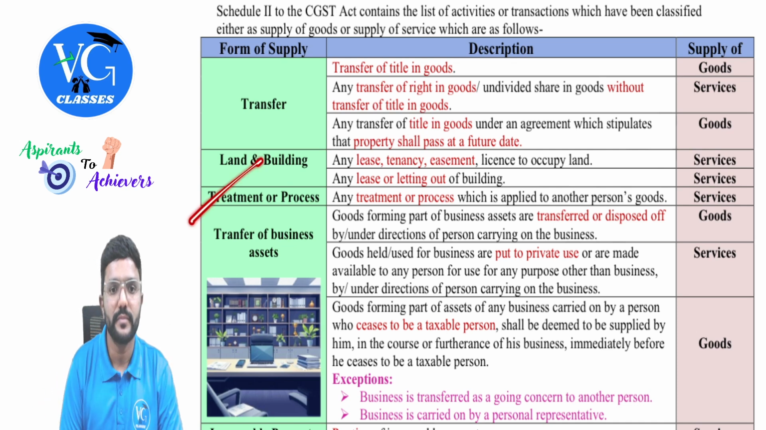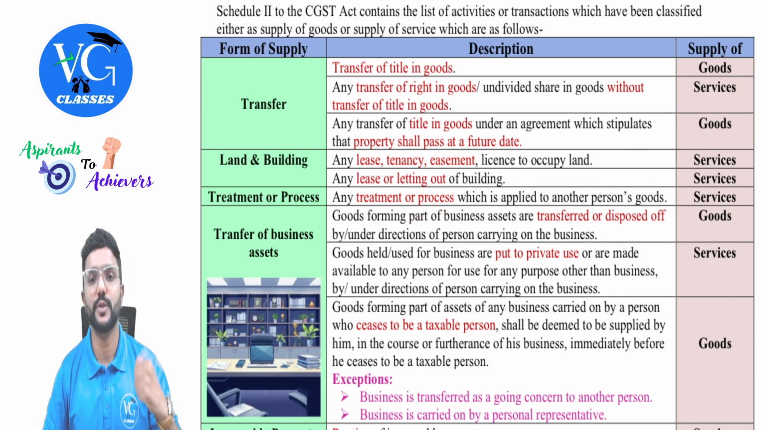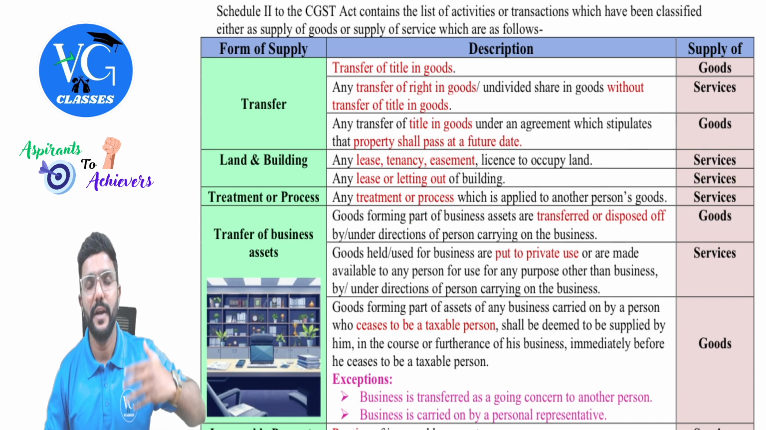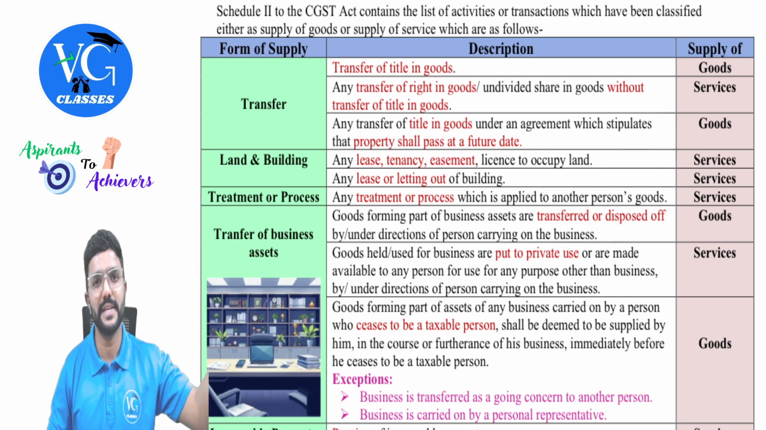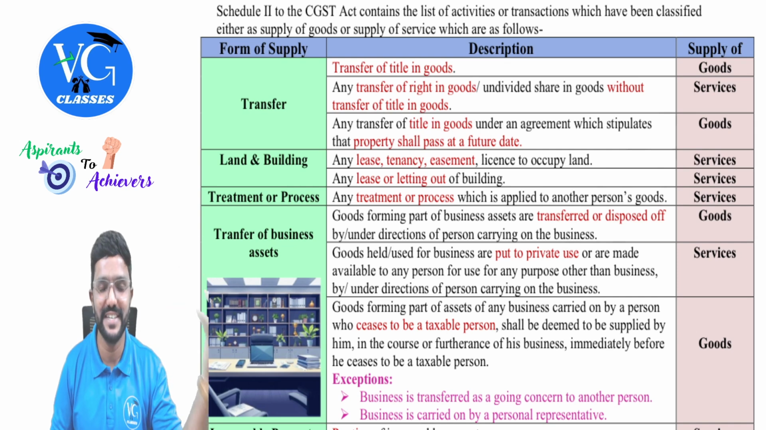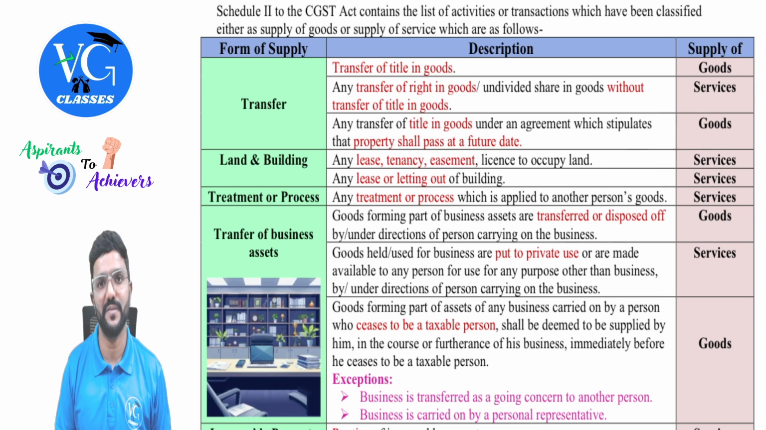Okay, next, treatment or process. Any treatment or process which is applied to another person's goods is always a supply of services. For example, I went and left my bike or car for a service. They will do the service and give back my car or bike to me. Is it a supply of goods? No, no, no. It is a supply of services. I gave my vehicle, they did the service and gave it back to me. So what they are providing is a supply of service.